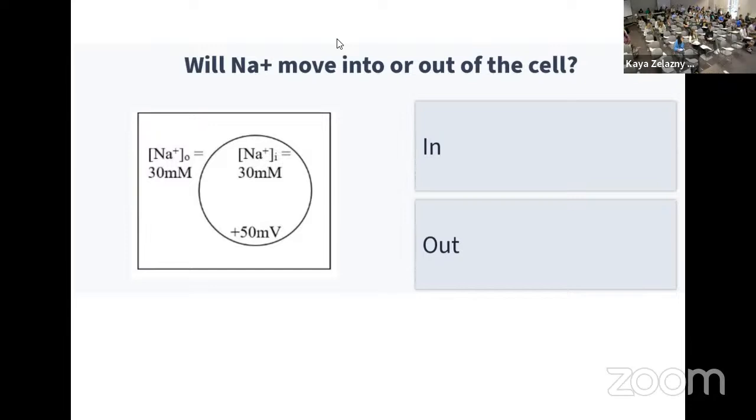So in this example, I'm just going to make sure that we know what these numbers are saying. Up here, we're looking at our sodium concentrations. That mM is millimoles. Okay, so outside 30 millimoles, inside 30 millimoles. And this number at the bottom is the number in millivolts. Right, and V is our Vm, our membrane potential. So we have a membrane potential of positive 50. I want you to think in your head whether sodium is going to move in or out of this cell.